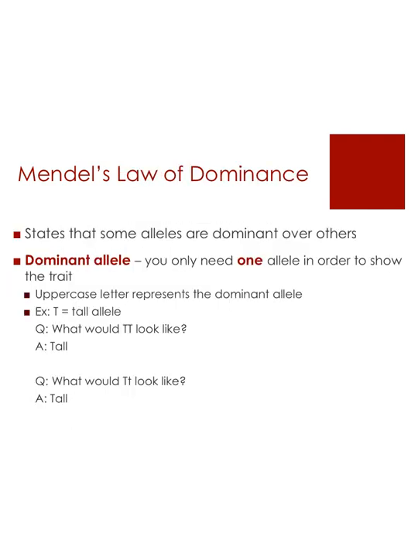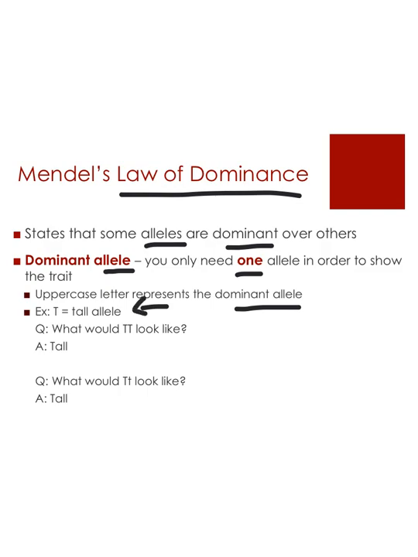So Mendel came up with what he called his law of dominance. And the law of dominance states that some alleles are dominant over others, just like tall was dominant over short. So the way a dominant allele works is you only need one allele, one copy of that gene to show that trait. Okay, so typically we use letters to represent our alleles, and if we're talking about a dominant allele, we're going to use a capital letter.